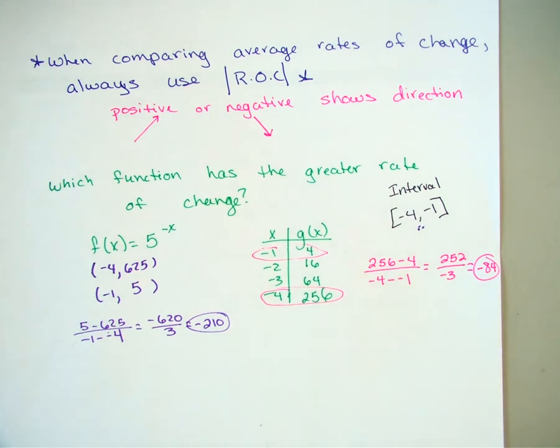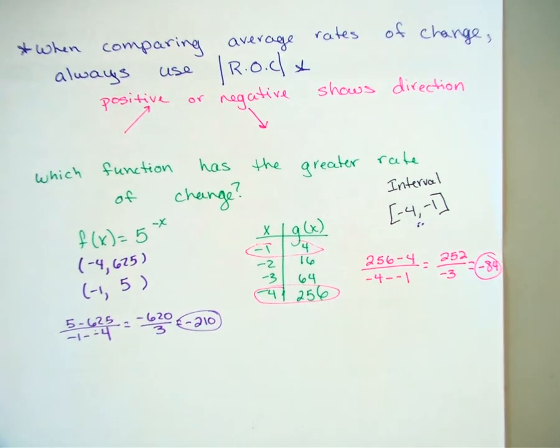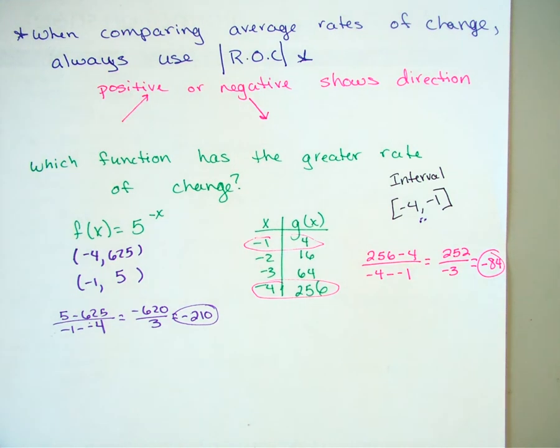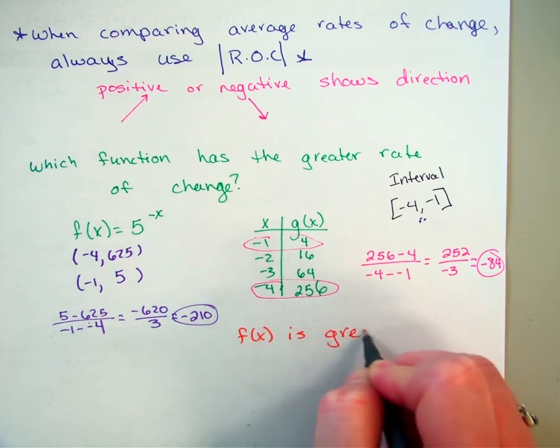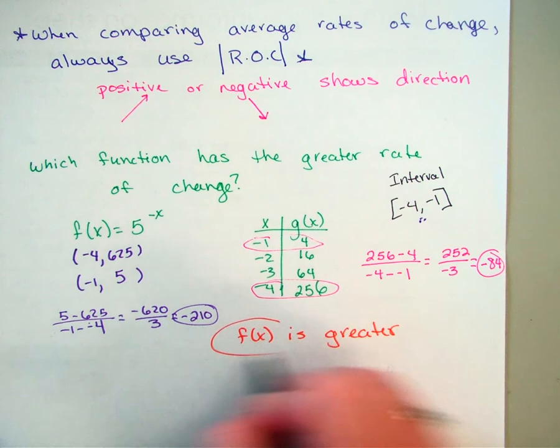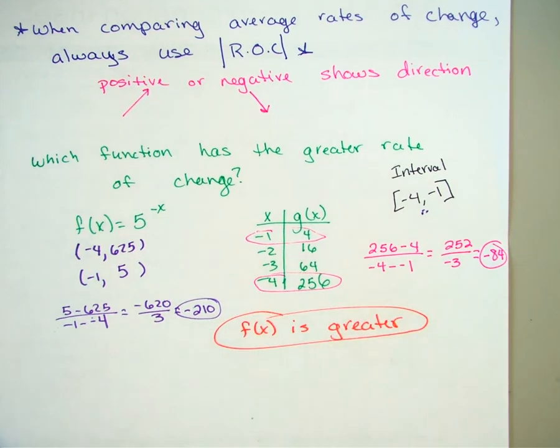All right, so now I have my average rates of change. Sorry, my 84 is kind of messy there. That's a negative 84. So again, negative doesn't matter. I almost pretend like it's not there, because negative is just telling us a direction for the rate of change. These would all be decreasing graphs. So the one that has the greatest average rate of change is going to be our f of x, because 210 is larger than 84.